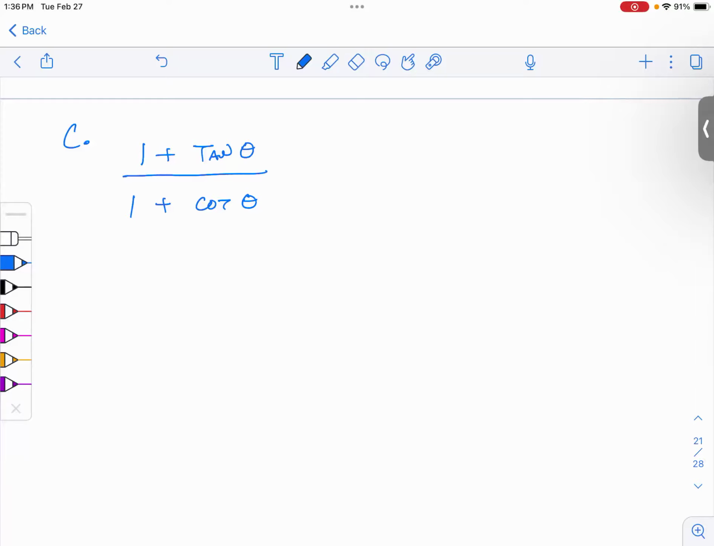1 minus tan theta over 1 minus cotangent theta? Okay, first of all, I gotta be same thing over same thing. So technically, I have a choice. I could do 1 minus tan theta over 1 minus tan theta. All right, because you have to multiply by 1, so you don't change anything. Or I could do 1 minus cotan theta over 1 minus cotan theta.